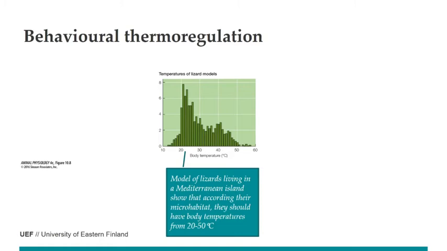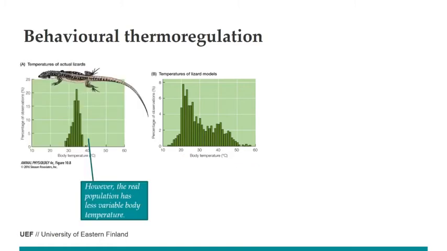But actually, the body temperature of all these lizards on the island varies only from 30 degrees Celsius to 40. So it's less variable than the prediction. Some of them are cooling down their body because they don't want a body temperature of 50 degrees Celsius. And the majority of these lizards are actually trying to increase the body temperature. So it's not 20 degrees Celsius anymore, it's 30.